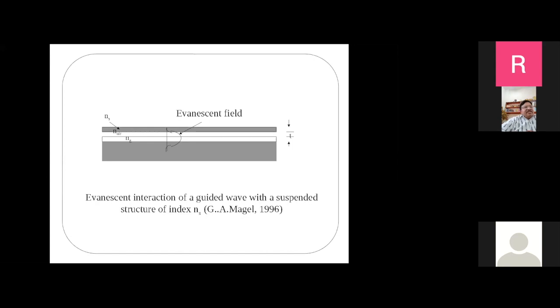So the fields will interact. The field propagating in the first waveguide and the second waveguide, and their modes and so on, will interact, and exchange of power can take place. A lot of interesting devices can be made by using such evanescent fields. So let us go to the next slide, please.